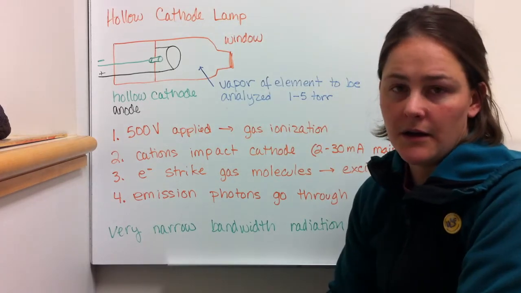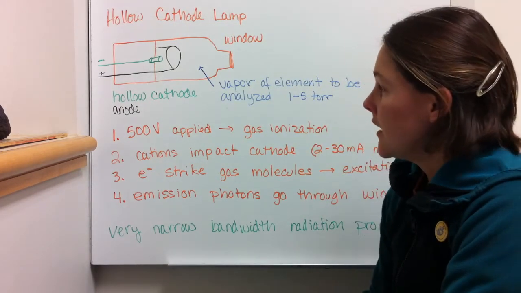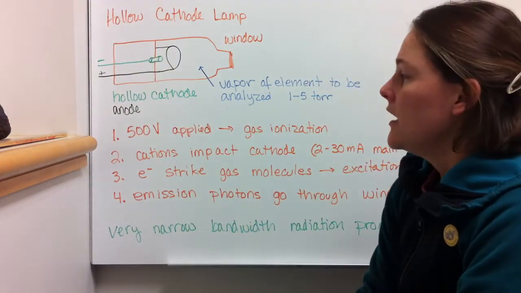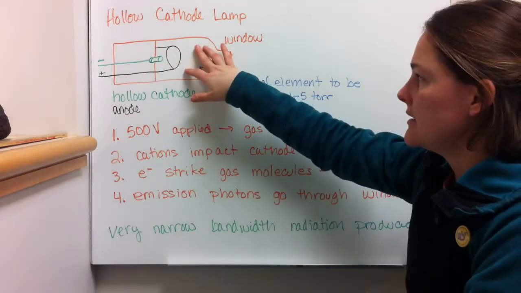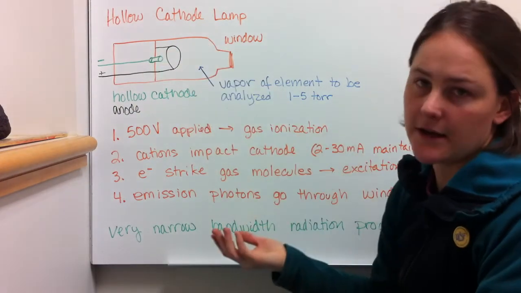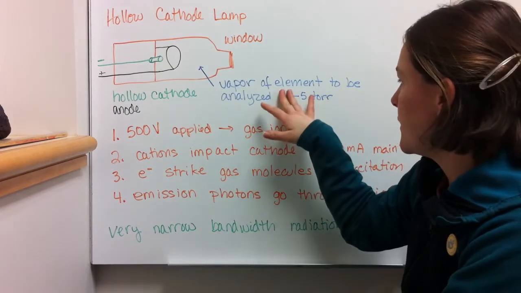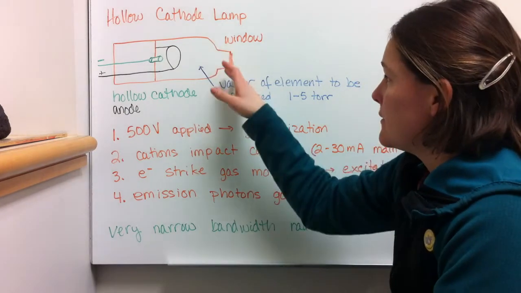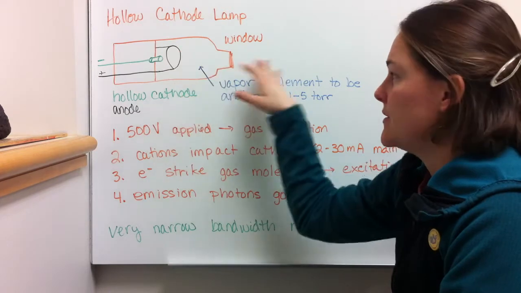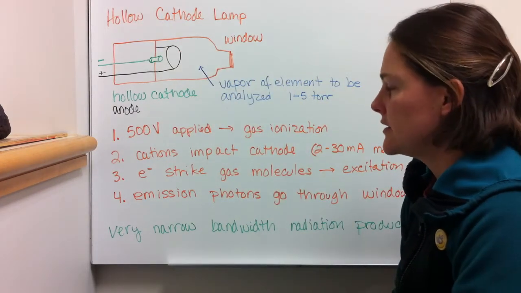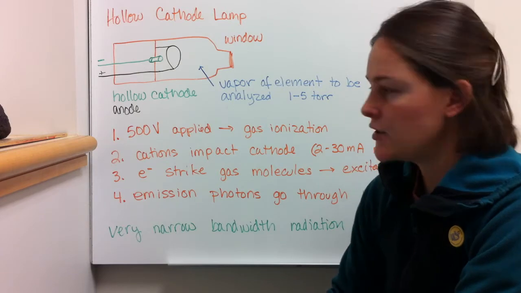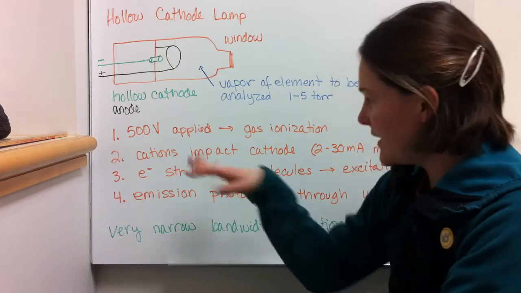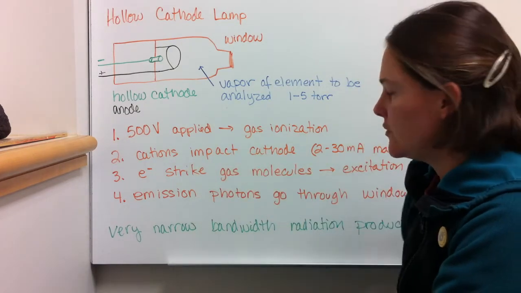So let's talk about how a hollow cathode lamp works. Basically, what you have is a hollow cavity cathode and an anode. In this tube, you have mostly a vacuum, but you have the vapor of the element to be analyzed at 1 to 5 torr, so very low pressure. And then there is a window that allows the light that's produced to escape. You start it up by applying a 500 volt potential, which causes gas ionization. The cations go to the cathode and crash into the cathode.